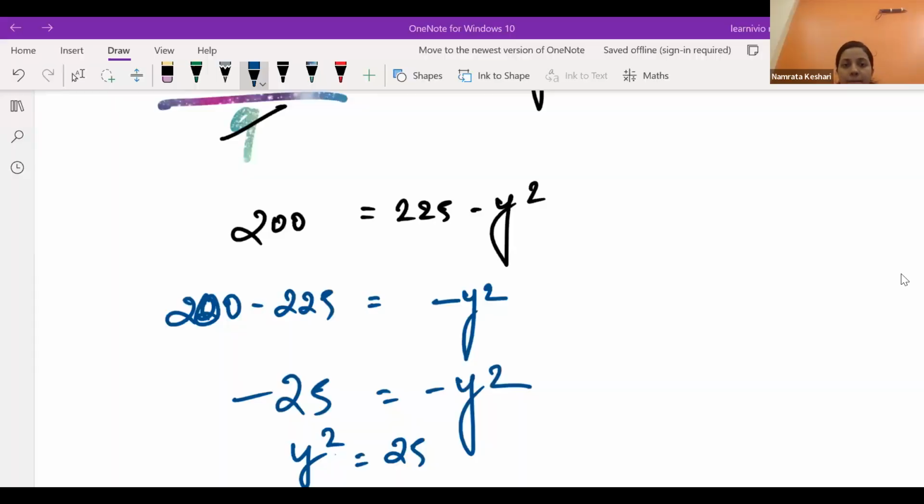Just a moment. Ma'am, I have a question. Yeah, please. So 9 into 225 minus y square you took as a denominator to the other side, right? Yeah. I did a normal multiplication, but I got 15. Let's do it as the normal multiplication.